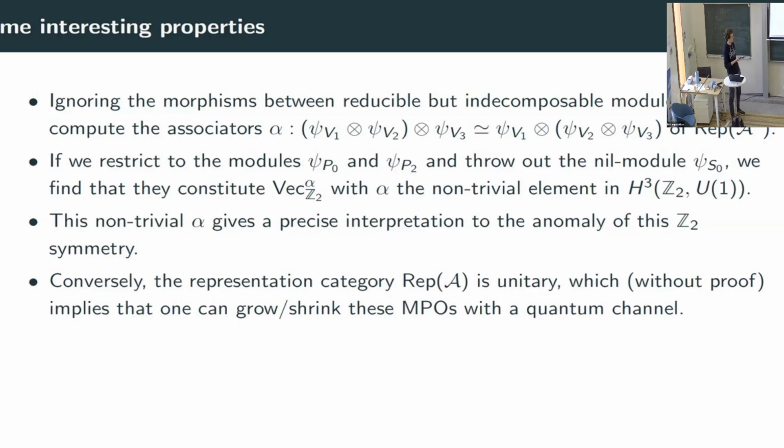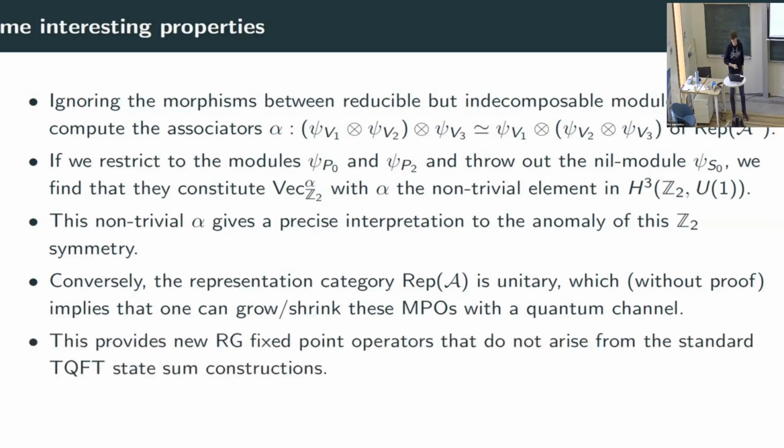And the fact that this is unitary also has some implications for the renormalisation group properties of these matrix product operators. You can show that they are renormalisation group fixed points in the sense that they are invariant under some quantum channel, which is basically conjugating with some unitary Clebsch-Gordan coefficients. So previously there was some classification of RG fixed point matrix product operators in the context of mixed state topological order, these kinds of things. And these matrix product operators give you new solutions to these RG fixed point equations.